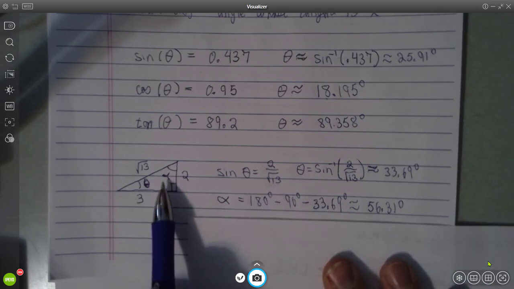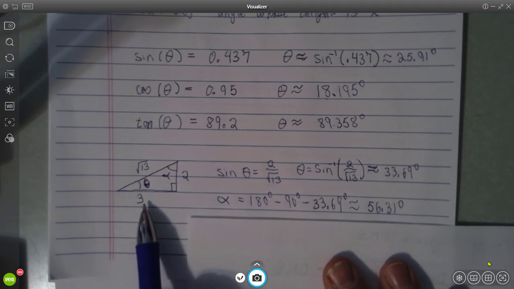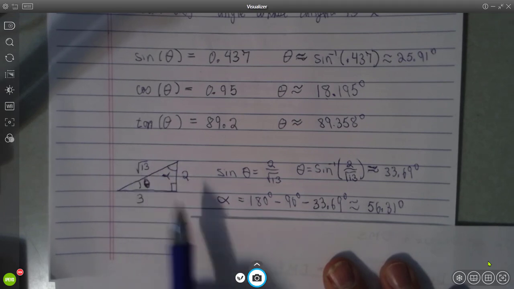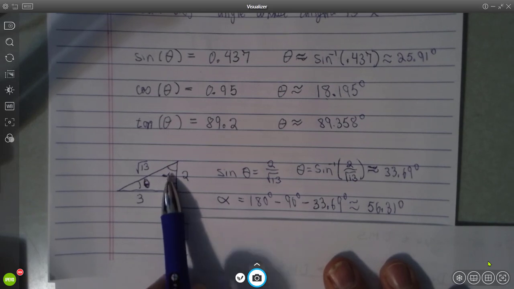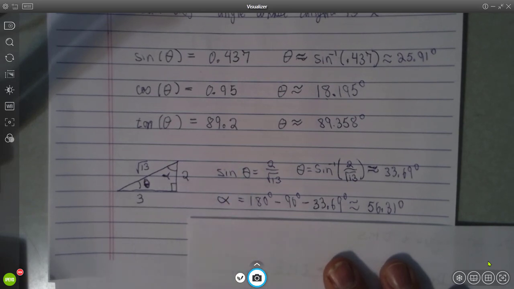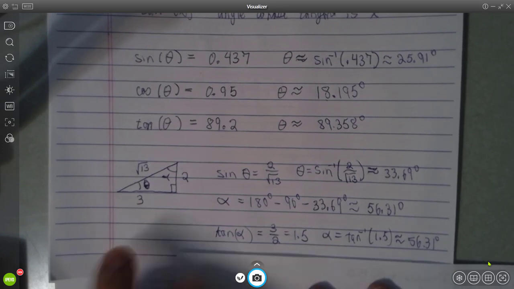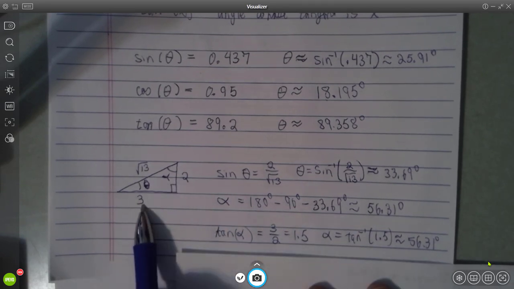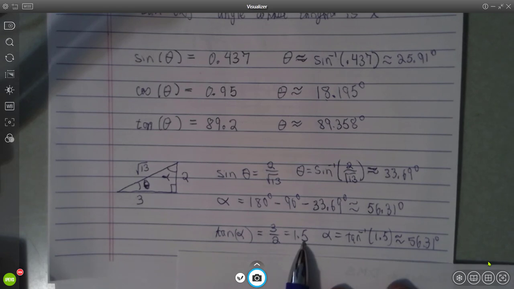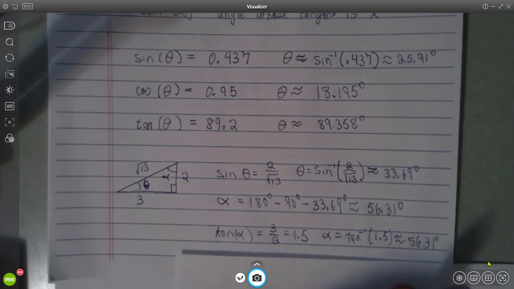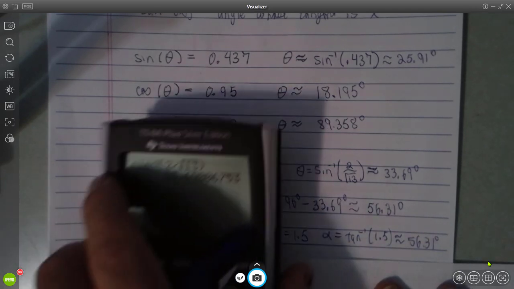As another option, I could work with a trig function directly. The angle alpha, well, we could read off its sine, its cosine, 2 divided by root 13, and its tangent, 3 divided by 2. So why don't we take the third option there? Tangent of alpha is equal to 3 divided by 2, or 1.5. The angle alpha must be the inverse tangent of 1.5, which our calculator tells us is 56.31.